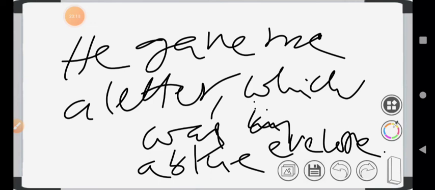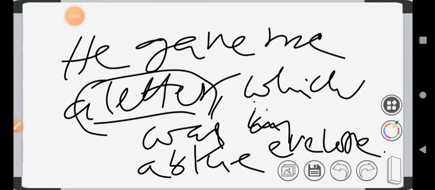Here we should understand, my dear students: he gave me a letter which was in a blue envelope. What is the non-defining relative clause? Which was in a blue envelope. It describes the letter. It is the object of the verb gave. It is a noun, a letter. A non-defining relative clause gives more information about the letter.